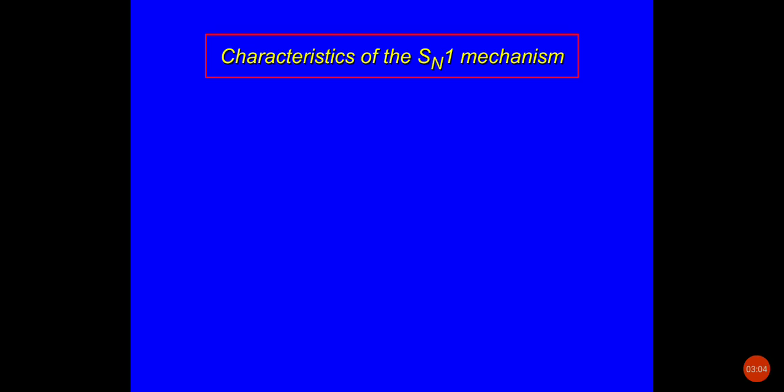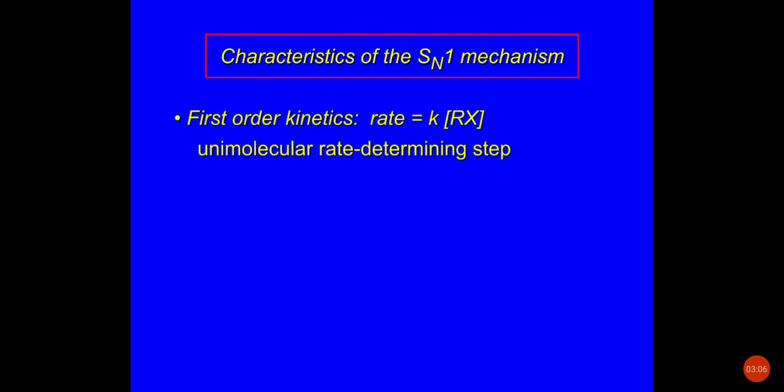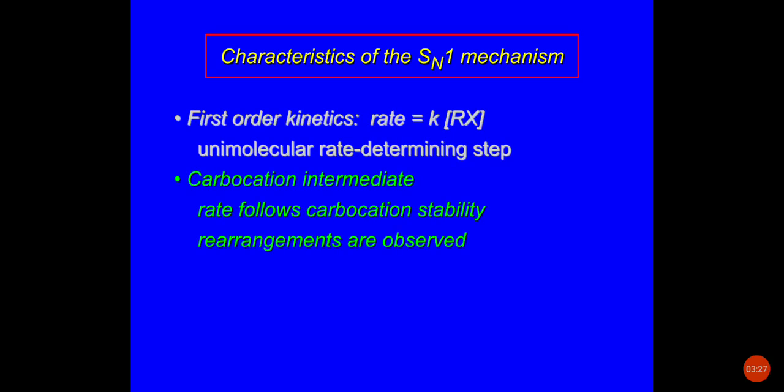Then the characteristics of the SN1 mechanism. It is a first order kinetics, that is, the rate is equal to K into the concentration of alkyl halide. So it is a unimolecular rate determining step. The first step is the rate determining step. It is a unimolecular reaction, that is, the order is 1. Carbocation intermediate, rate follows carbocation stability, rearrangements are observed.